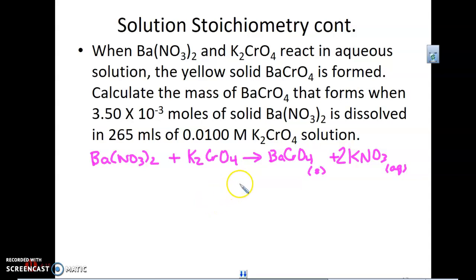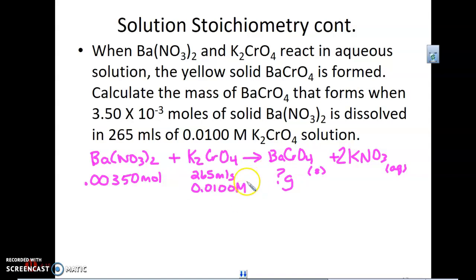Okay, so again, with everything, after I write the equation and balance the equation, I am going to go back and say, okay, calculate the mass of barium chromate that forms when 3.50 times 10 to the negative 3 moles, I'm going to go ahead and just write that out. And that's moles. Again, go back and read. And then that is dissolved into 265 milliliters of a 0.001 molar.